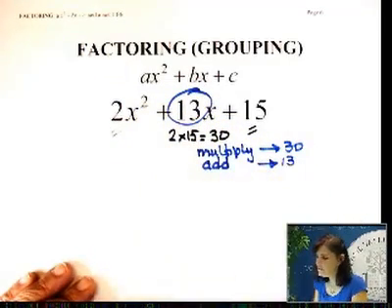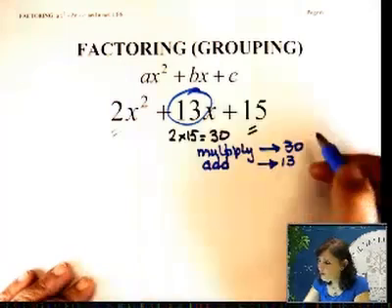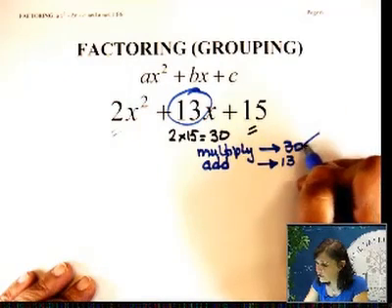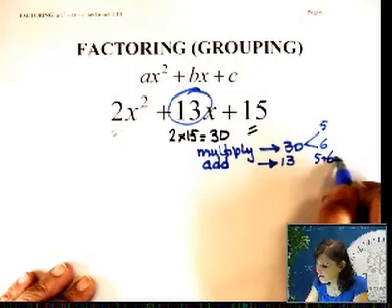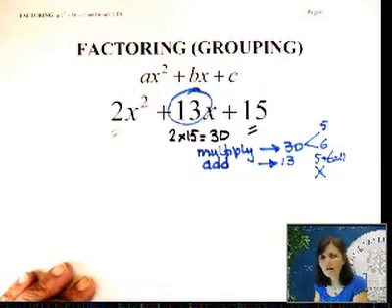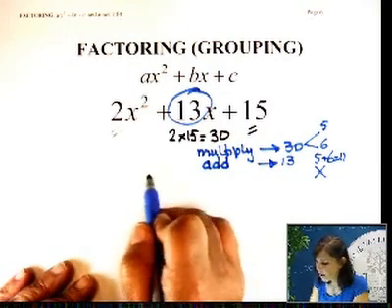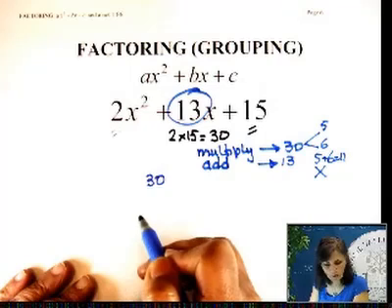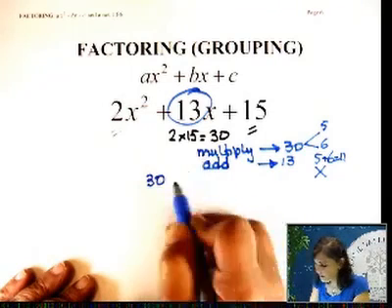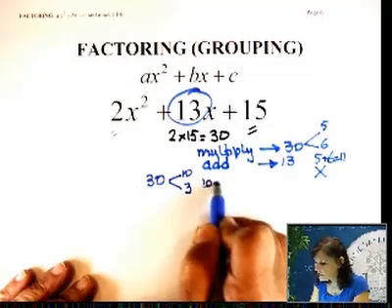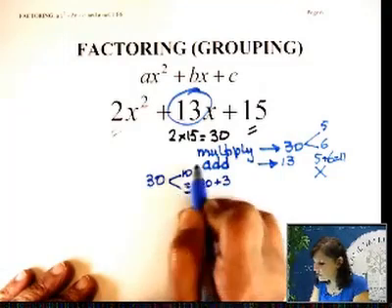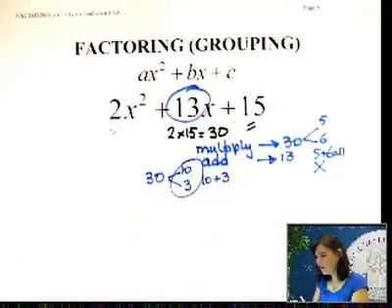What are these? So let's try, when I multiply, I get 30. So let's try 5 and 6. But 5 plus 6 is 11. That's not the one. What's another one? When I multiply 30, what do I get? It can be 10 and 3. Guess what? 10 plus 3 is 13. That's the one.